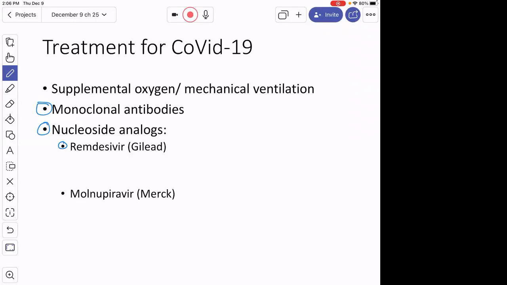These, like I said, they're IV injected, and the RNA-dependent RNA polymerase is going to incorporate them, and then that causes chain termination. So just like the acyclovir, just like the AZT HIV drug. Okay. Again, the benefits of that are not statistically significant.